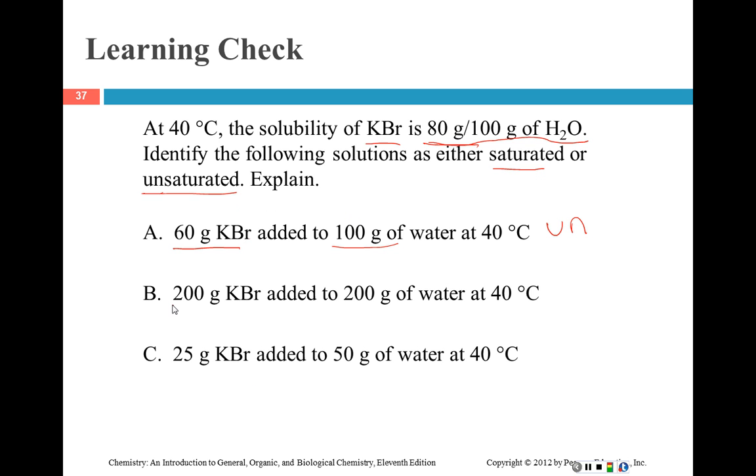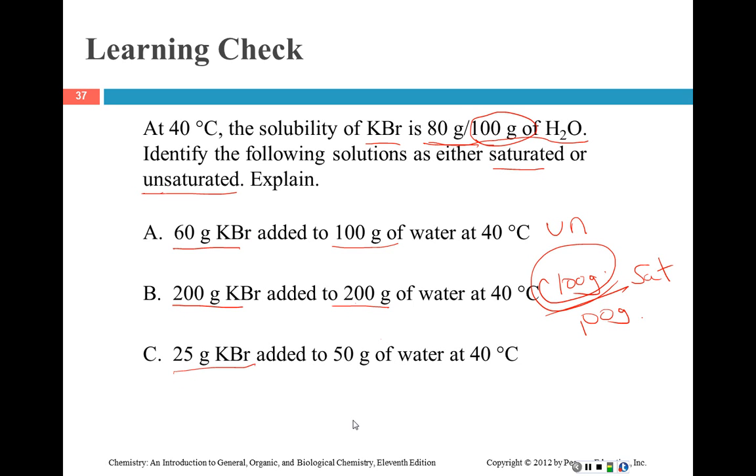You've got 200 grams of potassium bromide in 200 grams of water. That's the same as what? 100 grams in 100 grams, right? Because 200 divided by 200 is the same thing as 100 divided by 100. I'm doing the 100 grams because that's what my solubility is talking about. So is this more than 80? Yes, so that would be saturated.